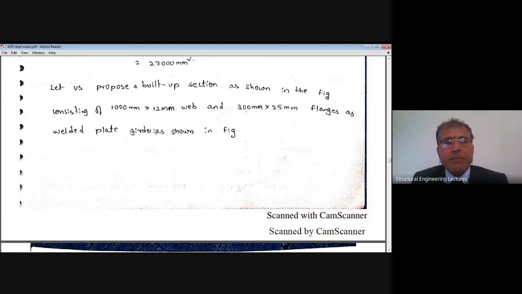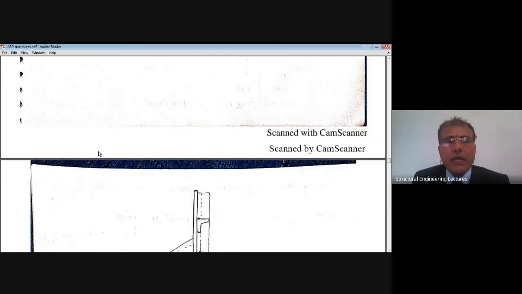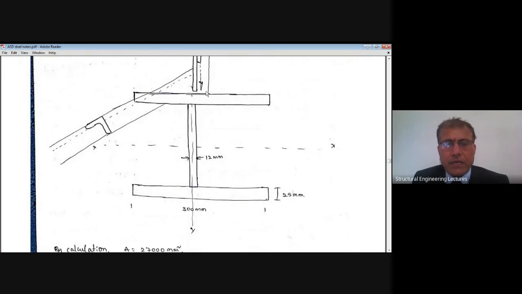Now we'll propose a built-up section which consists of a web built up with a plate 1000 mm deep and 12 mm thick, and two flanges in the compression and tension zones, each of width 300 mm and thickness equal to 25 mm, right? The web is 1000 mm and its thickness is 12 mm, and the flange in compression is 300 mm by 25 mm thick, as shown in the figure, and these are welded so that it forms a welded plate girder as shown here, like this, right? Welded as shown here.